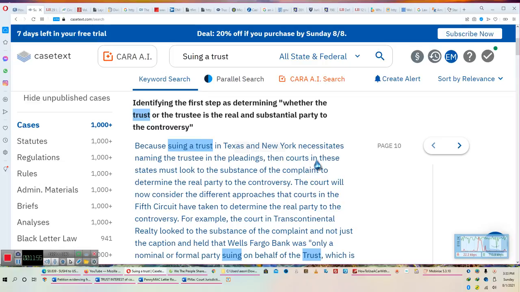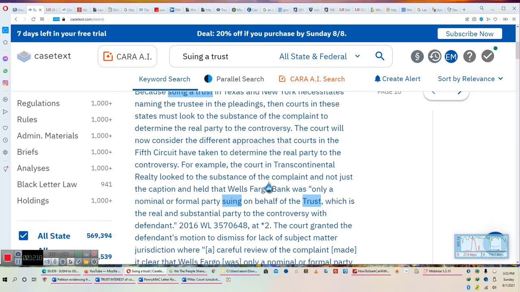Because suing a trust in Texas and New York necessitates naming the trustee in the pleadings, then the courts in these states must look to the substance of the complaint to determine the real party to the controversy. The court will now consider the five different approaches that the courts in the Fifth Circuit have taken to determine the real party of the controversy.